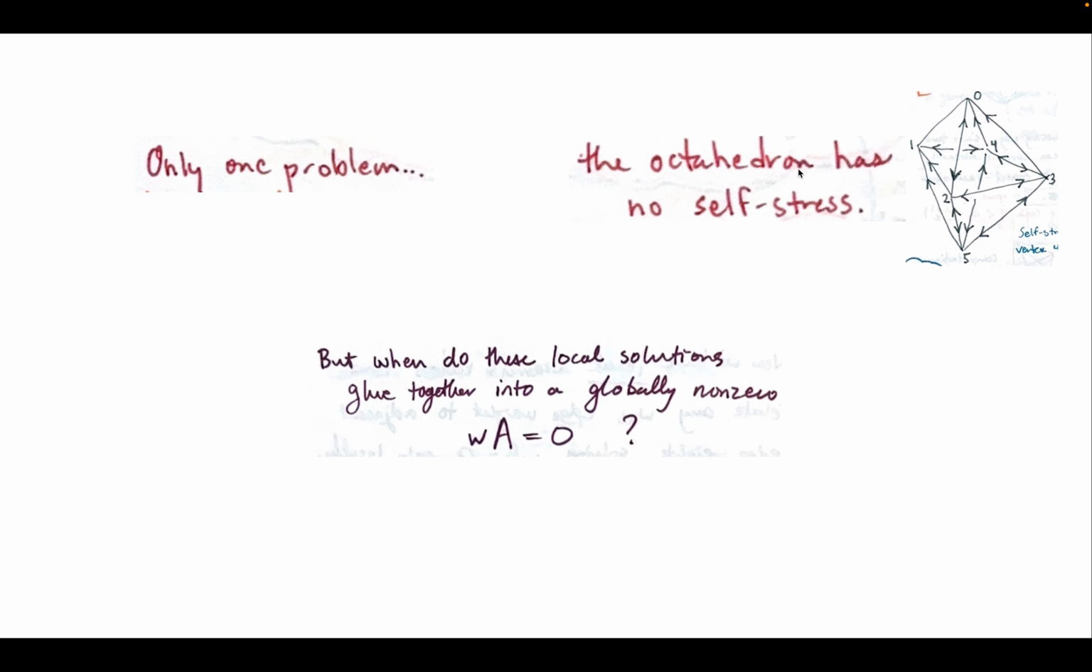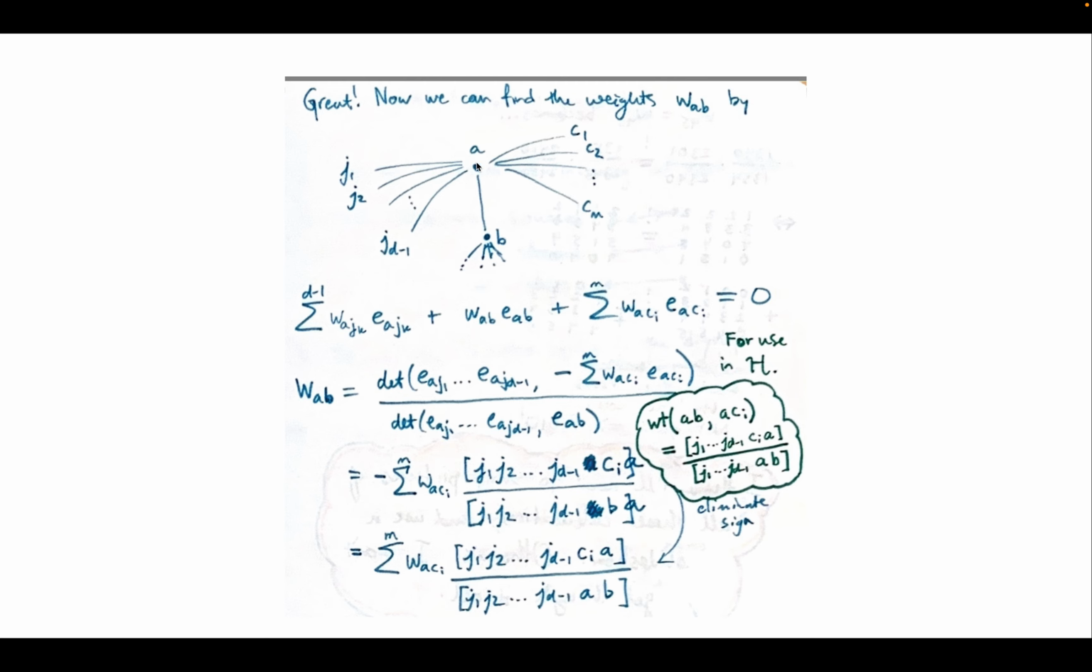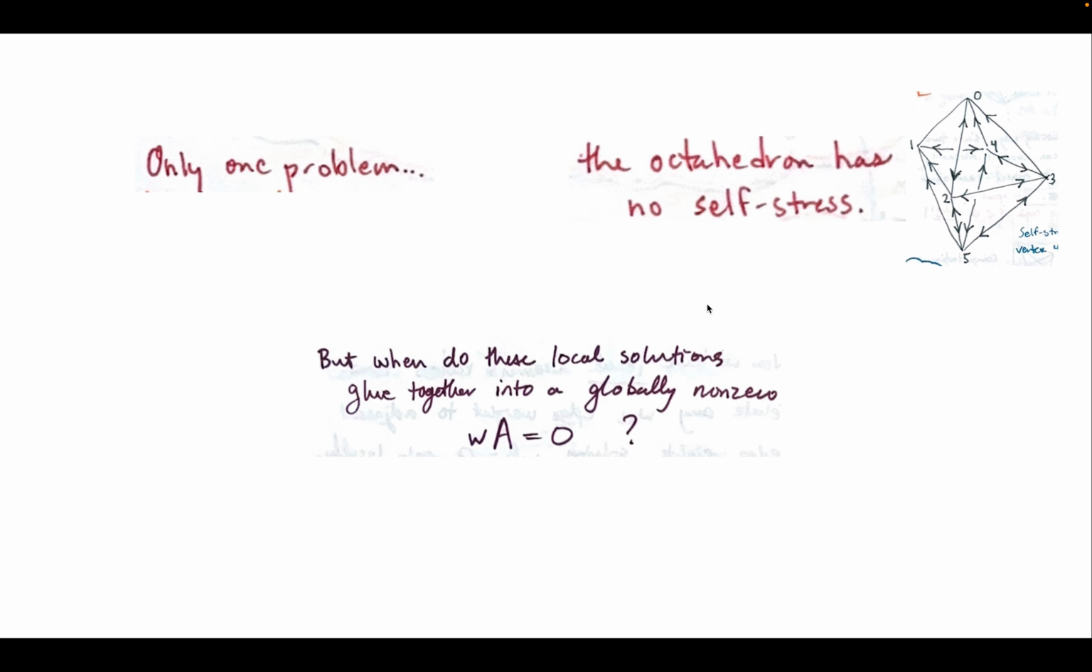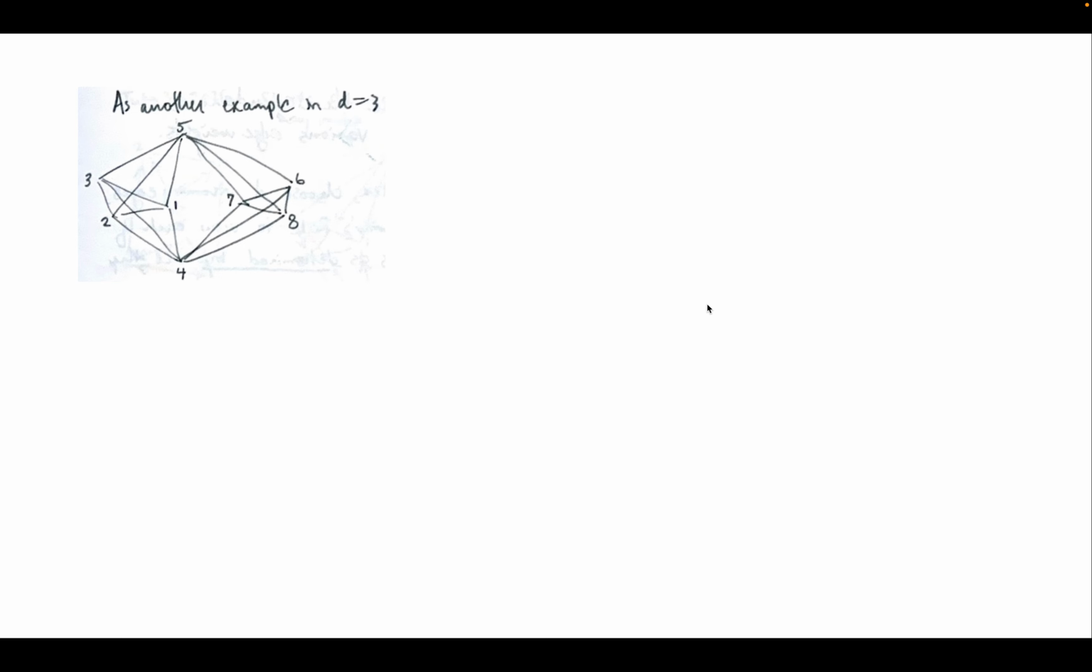So what I did is I just looked at vertex A, and looked at the balancing conditions there, and I can solve. Okay, but we need it to balance not just at vertex 4, but at all the vertices. So when do they glue together? That's the question. Here's another example just to show you why they don't just automatically glue together.